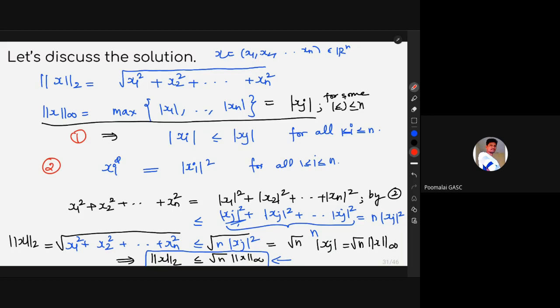Actually, the supremum norm is always less than or equal to the Euclidean norm, right? But in this result, it shows that with the root n, the supremum norm will be greater than the Euclidean norm. Correct. Yes, that is true.